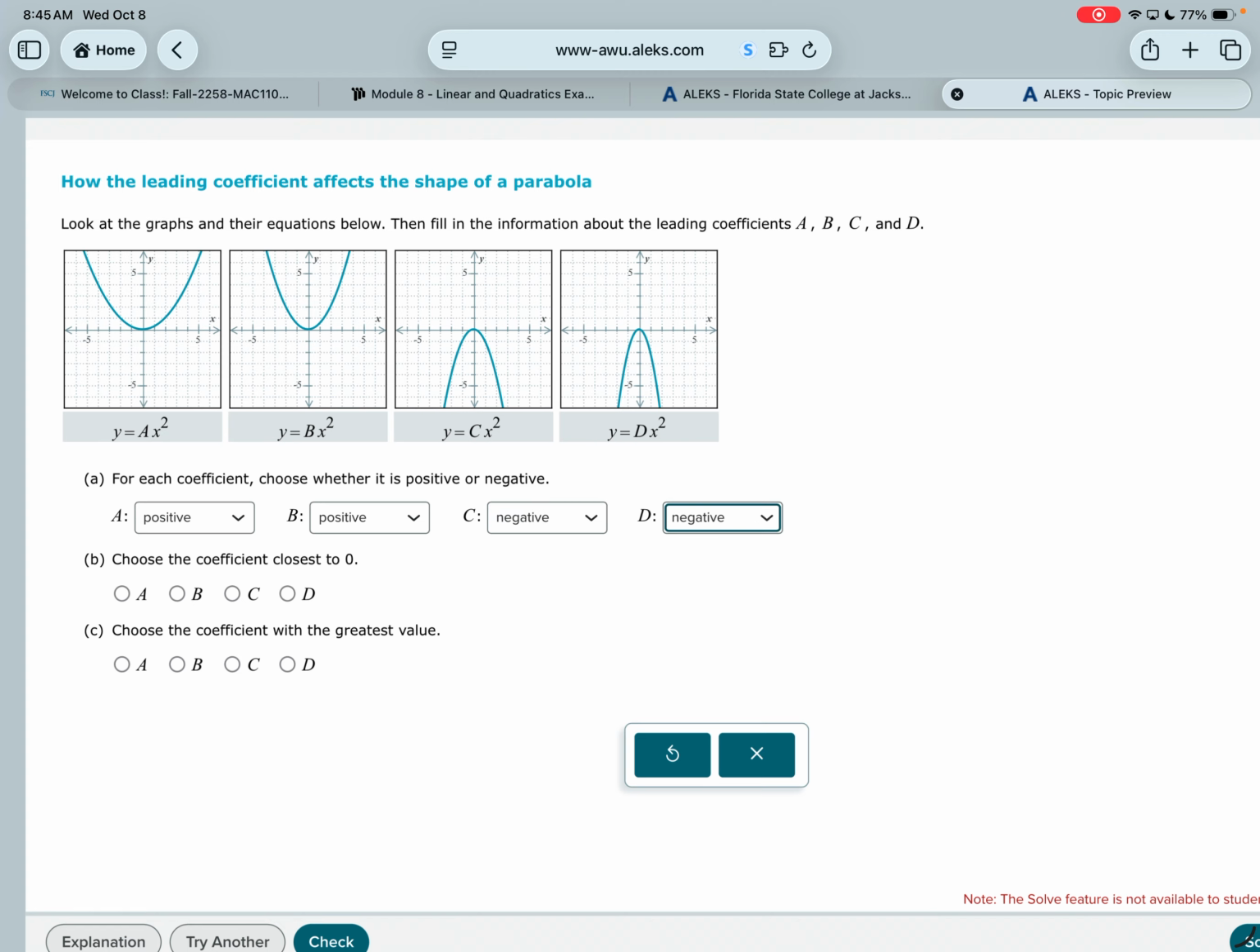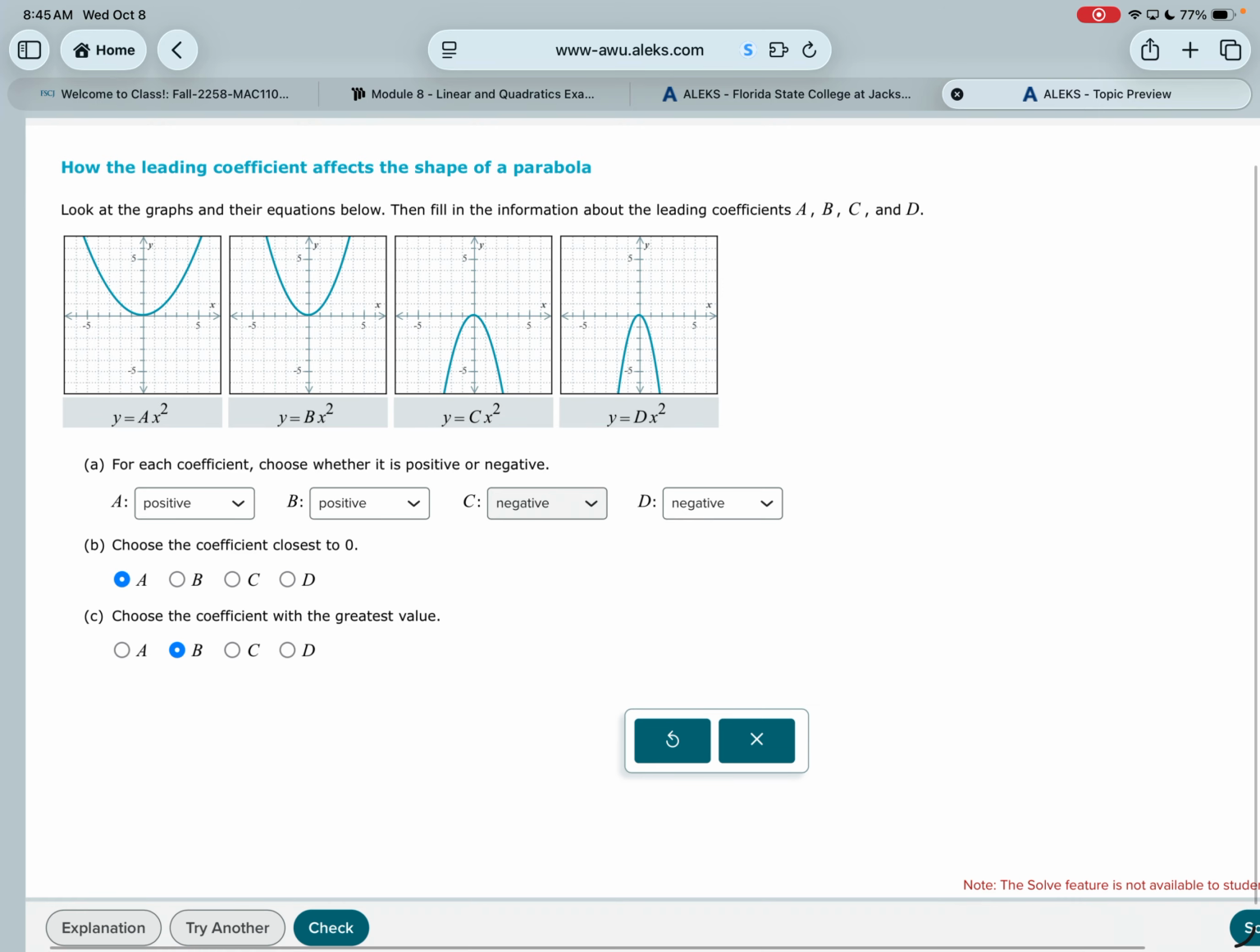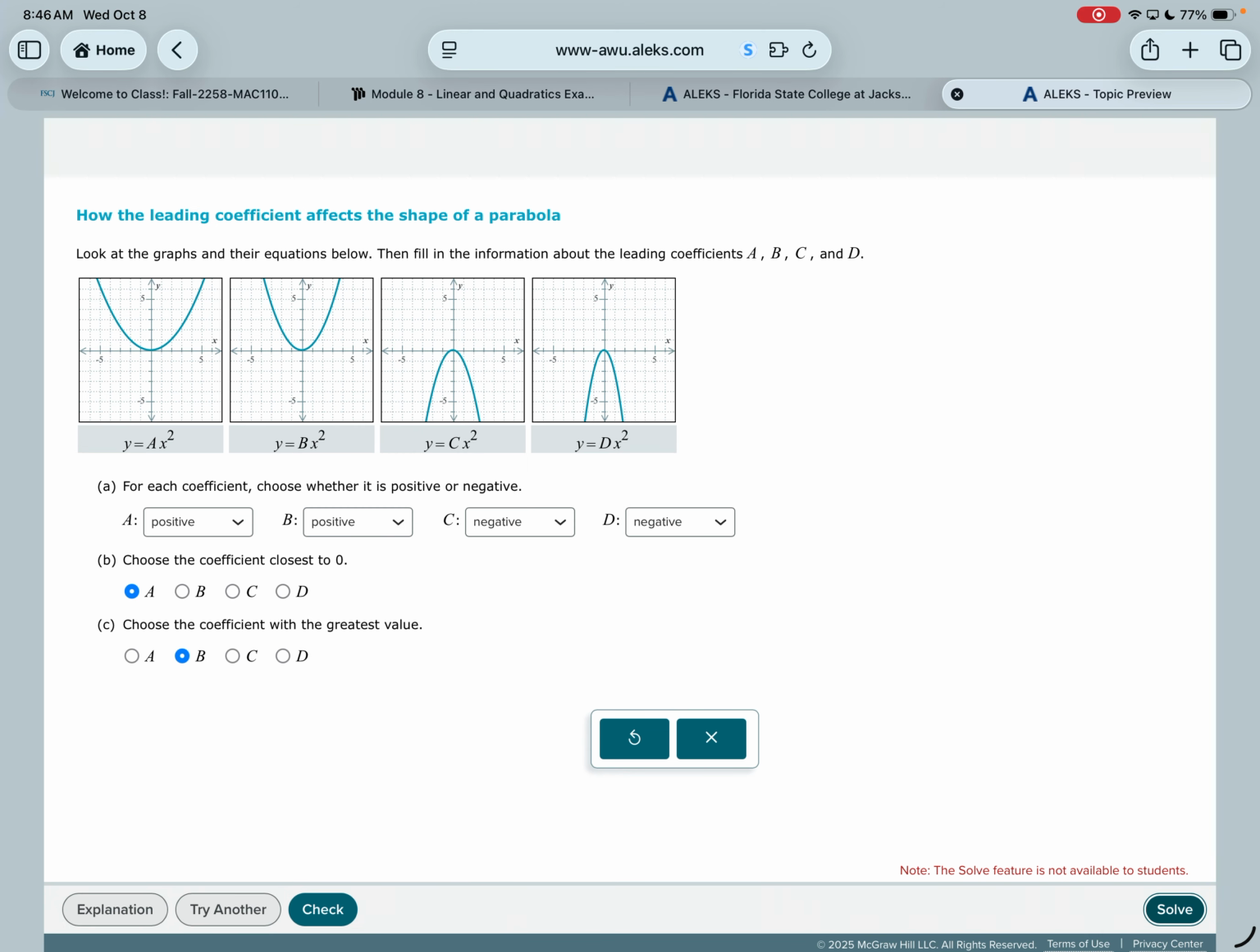Choose the coefficient closest to 0. This is going to be the flattest one. I believe that would be A. A looks a little bit flatter than all the other ones. And then which has the greatest value? That's going to be the one that goes up the fastest, which is B. Okay. The last one was least value, so it's going to be one of the negative ones. This is the greatest value, so it's going to be one of the positive ones.